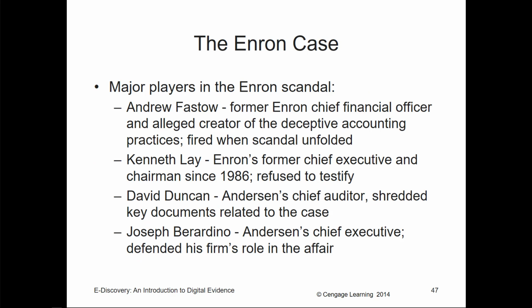Major players in the Enron scandal: the accounting firm. Other big ones are the former Enron Chief Financial Officer, Andrew Fastow, an alleged creator of the deceptive accounting practice. They were fired when the scandal unfolded. Kenneth Lay, Enron's former chief executive and chairman since '86, also refused to testify. David Duncan, Andersen's chief auditor, shredded key documents related to the case. Joseph Bernardino, Andersen's chief executive, defended his firm's role in the affair.